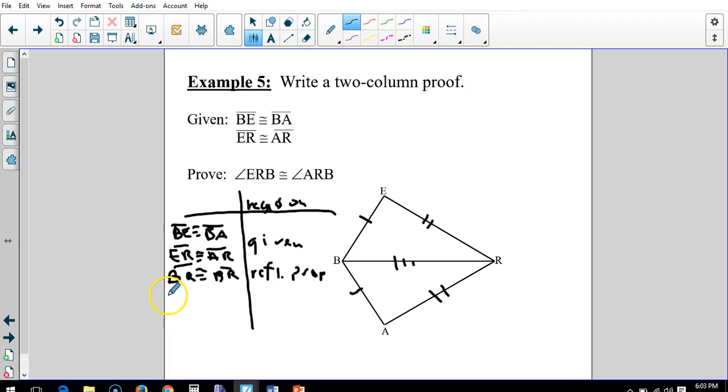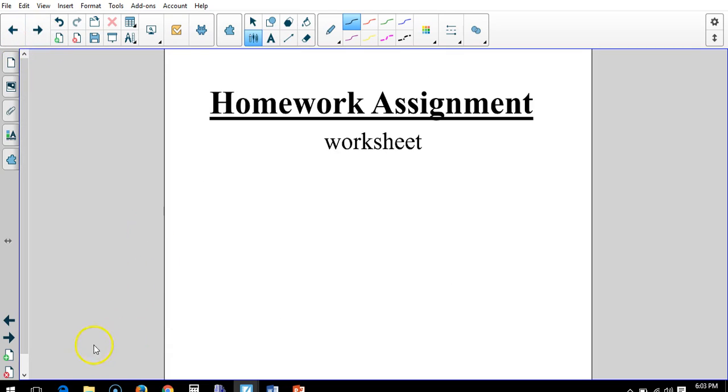Once we have that, we can say that triangle ERB is congruent to triangle ARB by side, side, side. Once we've proven them congruent, we can say that angle ERB is congruent to angle ARB by CPCTC. And there you go. That's the end of the notes.